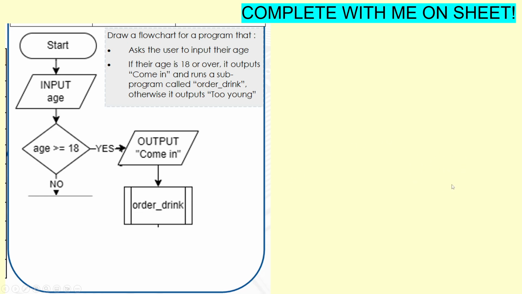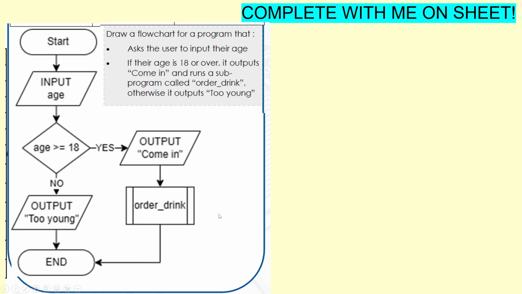That would run a completely separate program, subprogram, flowchart somewhere else. But that's all I have to do for this. Otherwise, if they are not over 18, output too young. And of course, we've started the flowchart, so we have to end the flowchart. So it just links into an end box at the end here.